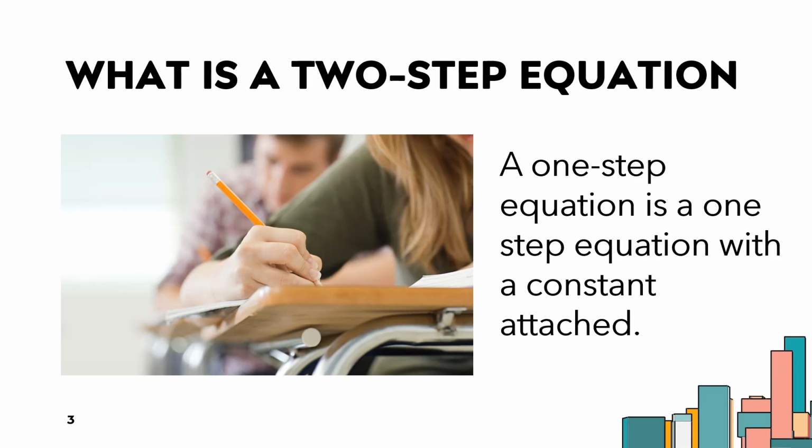A two-step equation is a one-step equation with a constant attached. It can be attached with addition or subtraction. To move it to the other side of the equation, you must use inverse operations. This will make sense once you see a few examples.